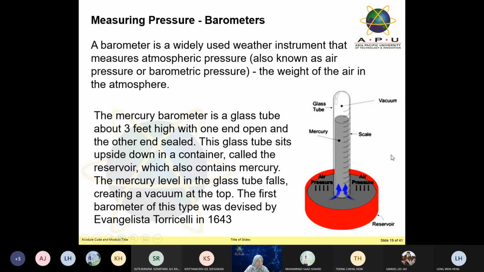This glass tube sits upside down in a container called the reservoir, which also contains mercury. Okay. The mercury level in the glass tube falls, creating a vacuum on the top. The first barometer of this type was devised by Evangelista Torricelli in 1643.